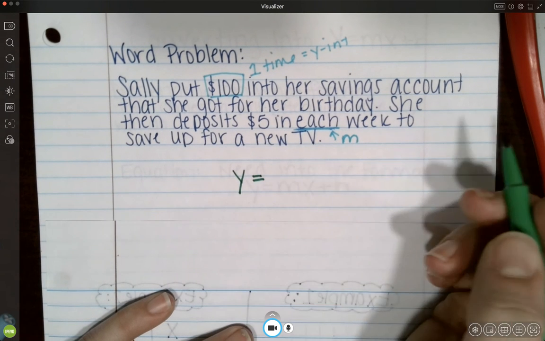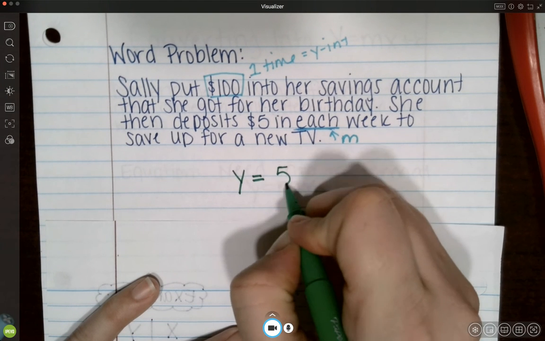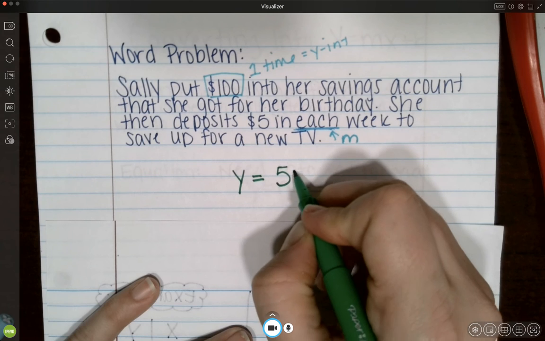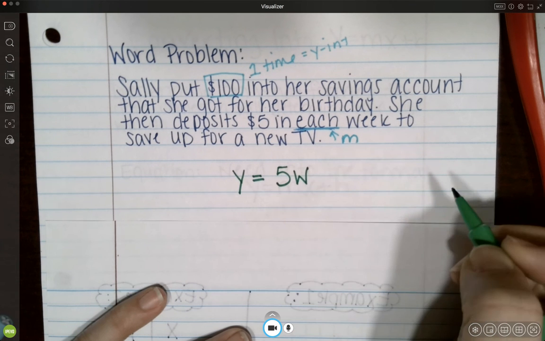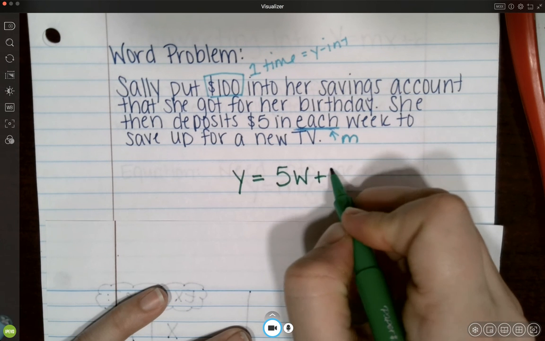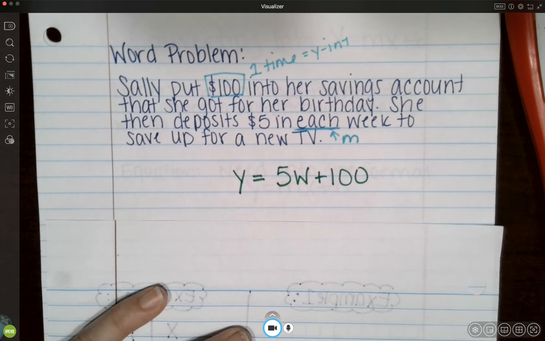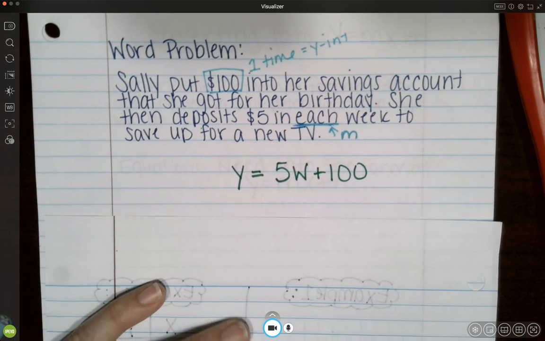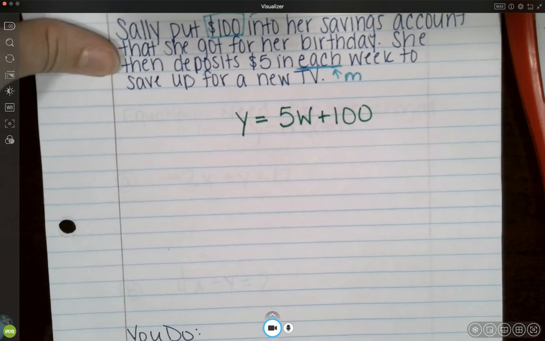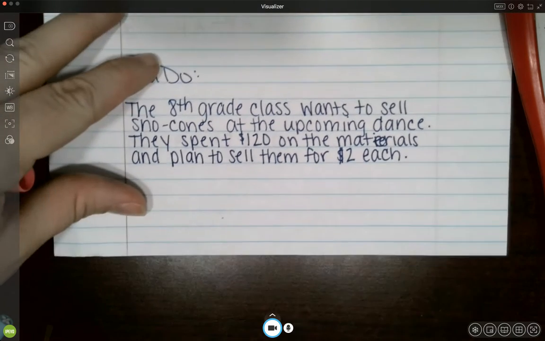is going to be when I deposit $5 every week, or I can use an x there if I want, plus the $100 that I start off with. That's as straightforward as it gets with the word problem. All right, so here's another word problem for you. You can try this one.